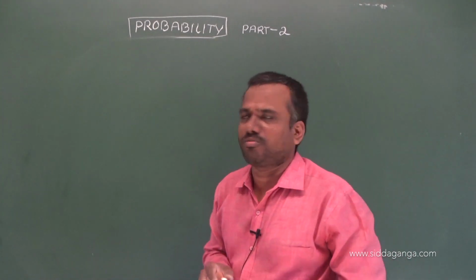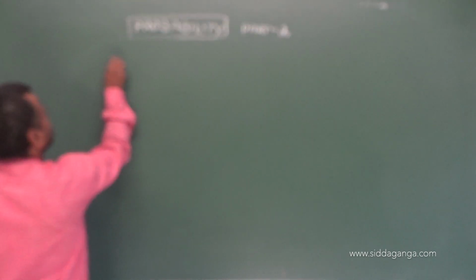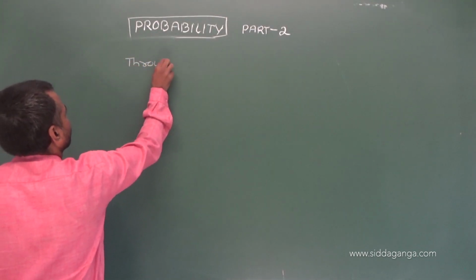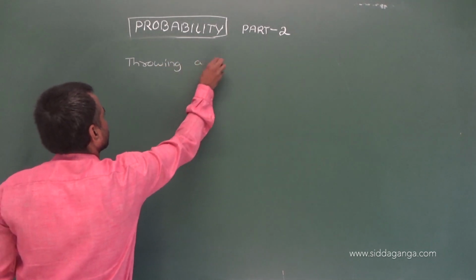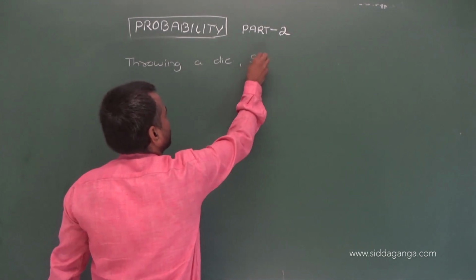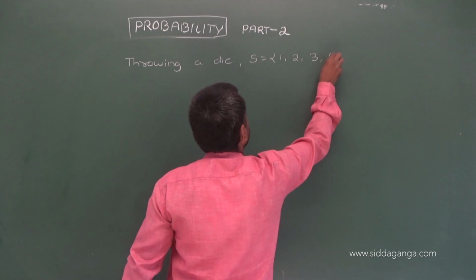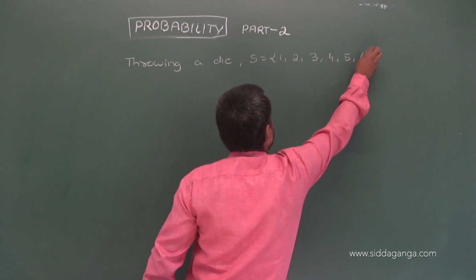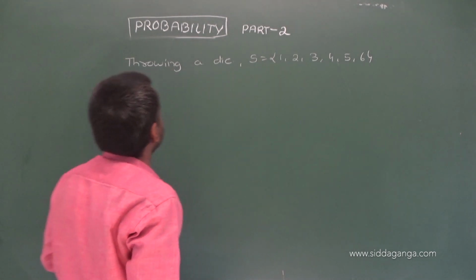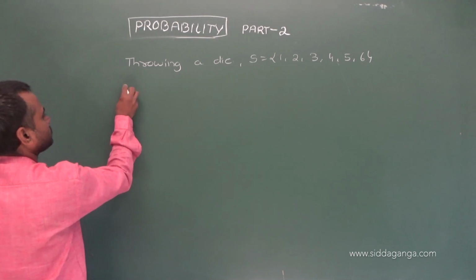Better we solve one problem regarding the simple problem: throwing a die. The sample space is 1, 2, 3, 4, 5, 6. In that, I want to write one event, event A.